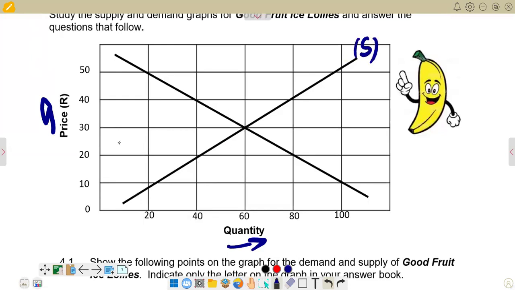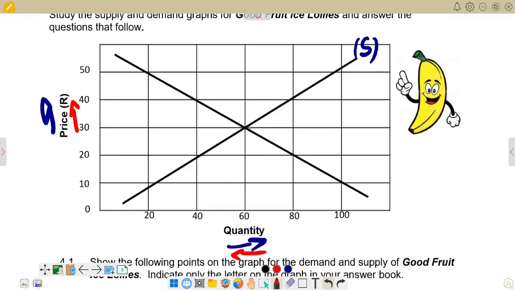On the demand curve, take note that there should be a negative relationship between the two variables, price and quantity. What does it mean when we say it's a negative or inverse relationship? When the price increases, the quantity decreases. They move in opposite directions. So when the price increases on the demand curve, we see the quantity decreasing.